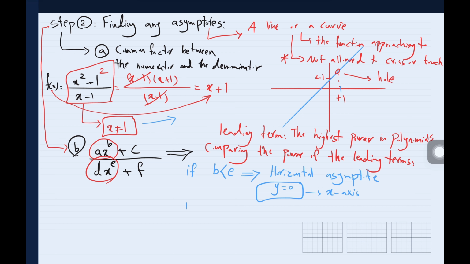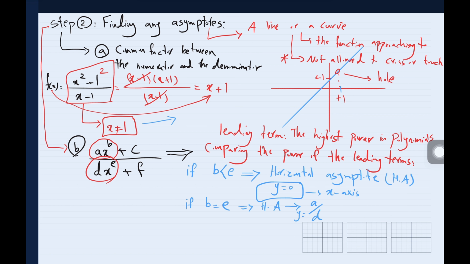Now, if b equals e, it means the power of the leading term in the numerator equals the power of the leading term in the denominator. So in this case, we still have a horizontal asymptote. However, that horizontal asymptote will be the coefficient of the leading term in the numerator over the coefficient of the leading term in the denominator. So I'll have a over d as the horizontal asymptote.